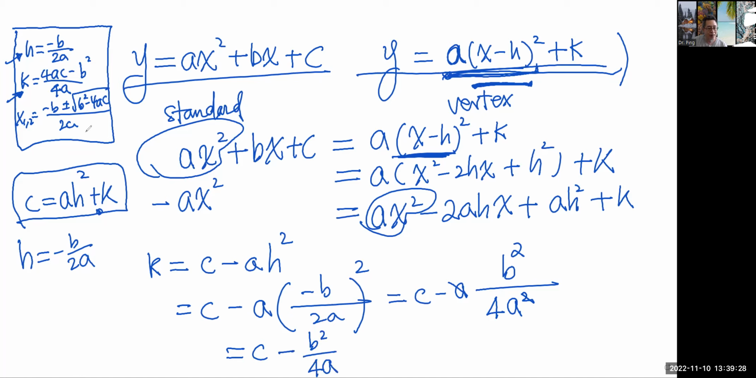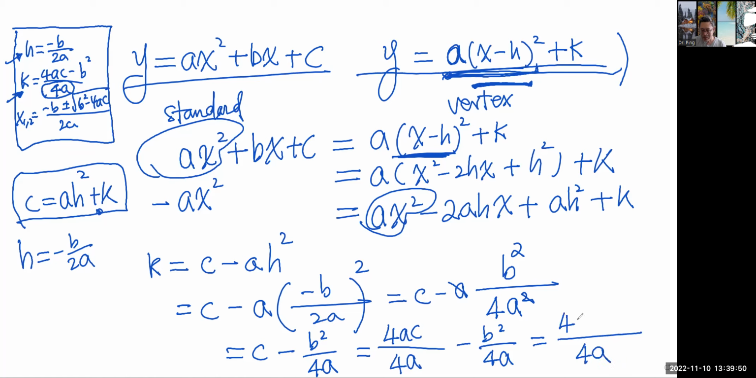That's where the 4a comes from. And we can rewrite c as 4ac over 4a, minus b squared over 4a. Now we have the same denominator, so we can add them. It's 4ac minus b squared over 4a. Now we find our k. So now we've got our vertex formula.